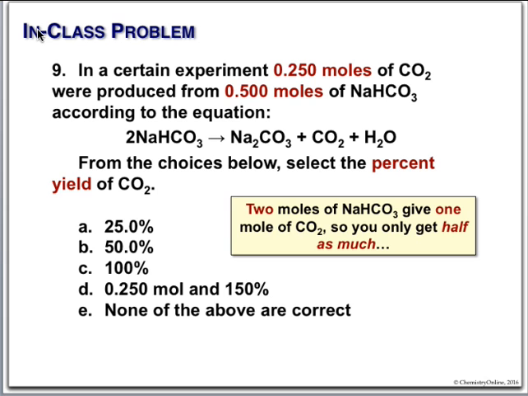Now, how much did we really get? Oh, by gosh, this was perfect. Somebody got 0.25 moles. That's exact. That means this was 100% yield.